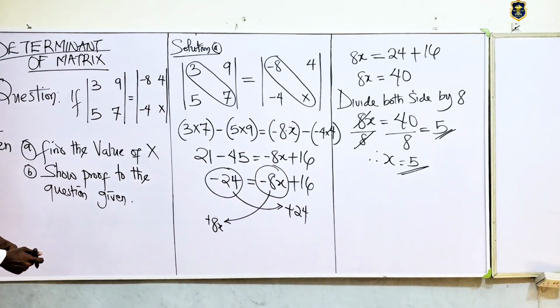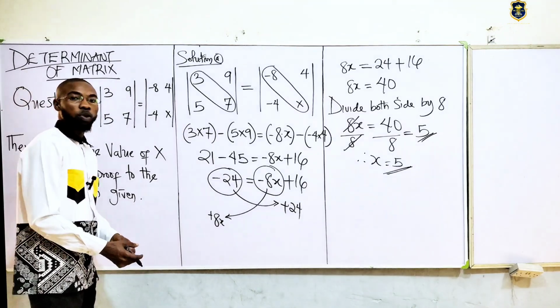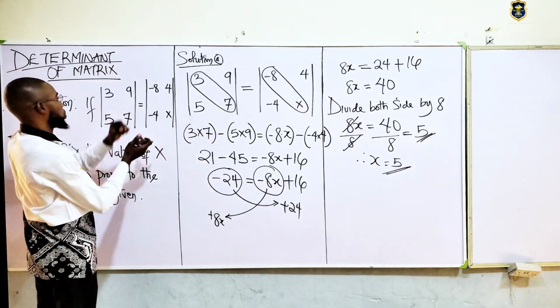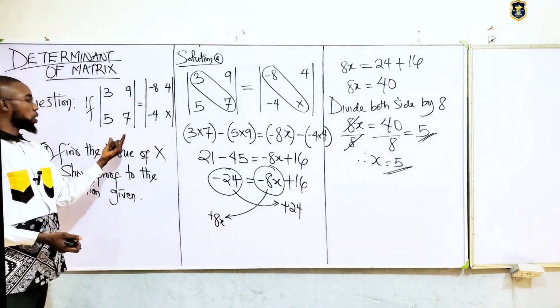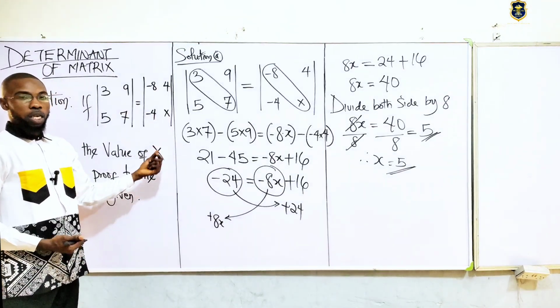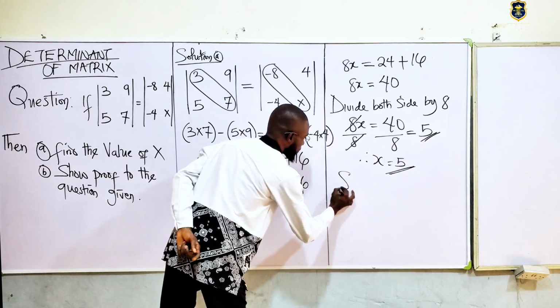Well, question number B is saying we should show the proof of the question given. What does it mean to show the proof of the question? We are asked to show that this portion is equal to this portion. That means if we solve this portion, the answer we get from this part of our determinant must be equal to the answer we get from this determinant. Remember, we found the missing number x. So if we fix it now, that's for question B.